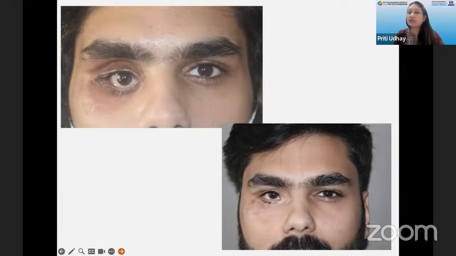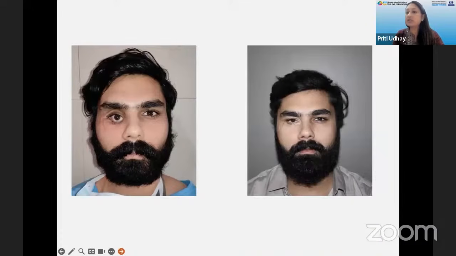So this patient, after the PSI, his enophthalmos improved, but he had a whole range of soft tissue issues. So he underwent about 6-7 surgeries, and finally we could bring him to this level.